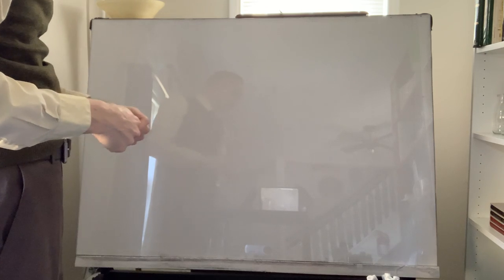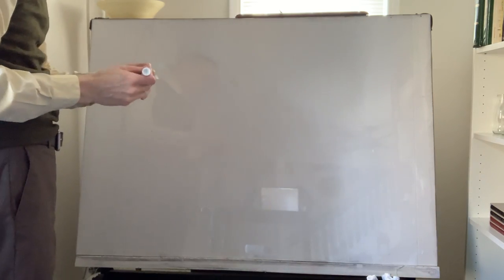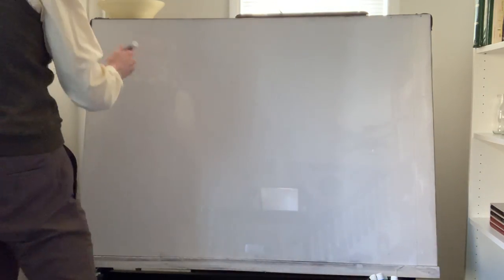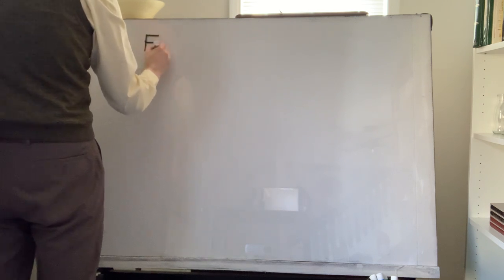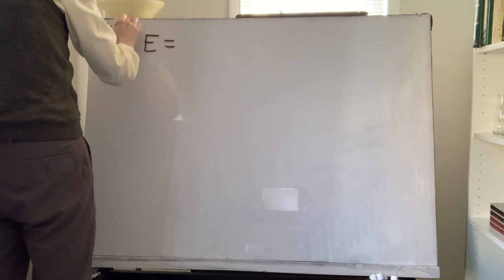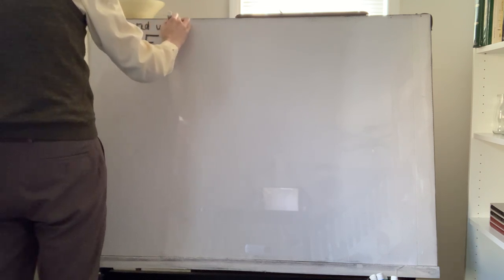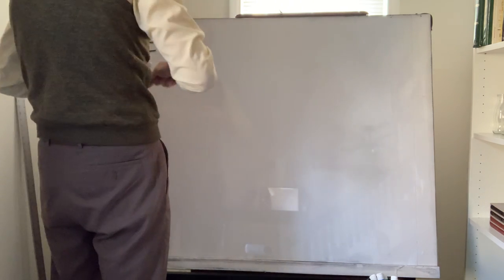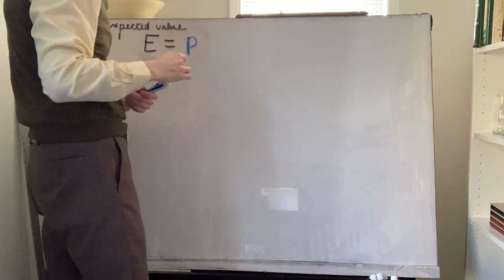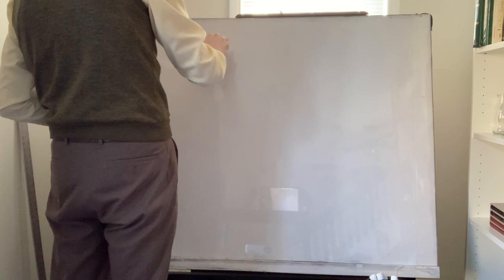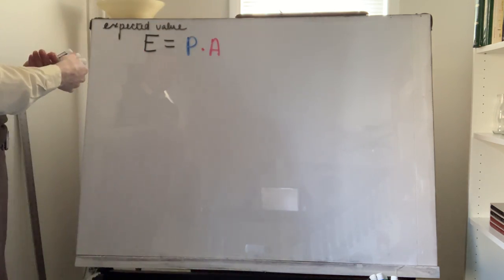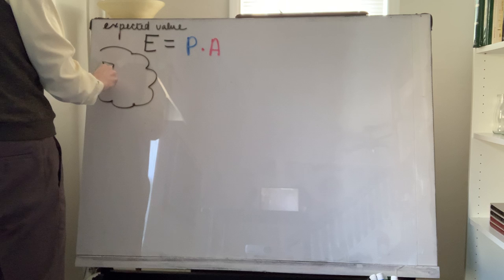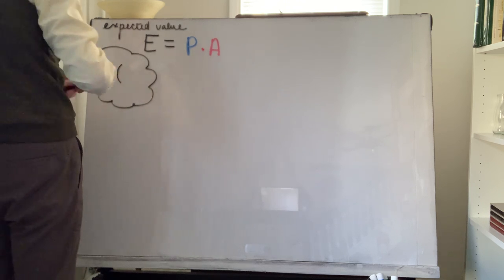Time to discuss the outcomes. Well, perhaps I'll do this first. Blue and nice red. Expected value is abbreviated by the letter E. And it will be two things in tandem: a probability and an amount. And since it's going to be a sum, basically, the sum of these two things.